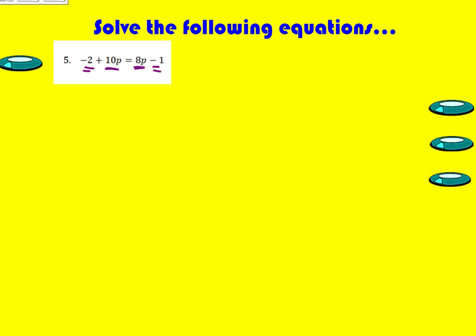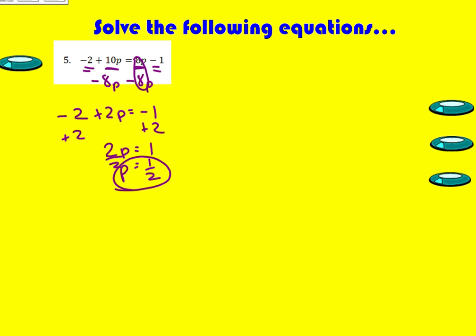So all the variables need to go on one side, and get everything else to the other. So what I'm going to do is subtract 8p from both sides. So that becomes 0. So I've got negative 2, 10p, plus 10p minus 8p is plus 2p, and then minus 1. So I'm going to add 2 to both sides. That's going to be 1. So p should equal 1 over 2, or 1/2. I just divided by 2 there.